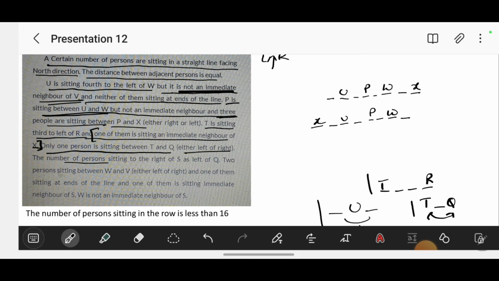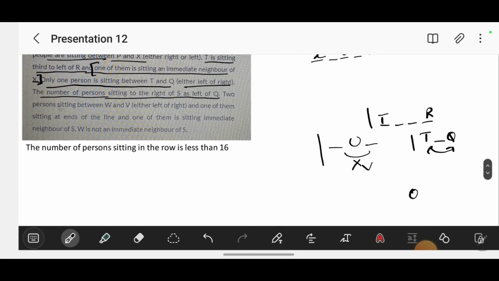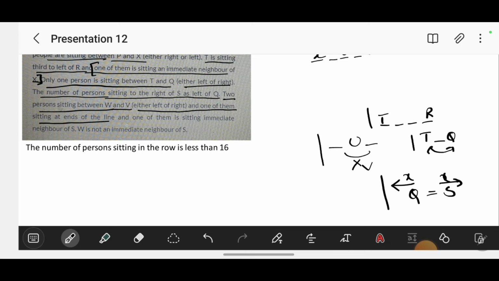Okay, the number of persons sitting to the right of S is the same as to the left of Q. That means if there are X persons to the left of Q, then to the right of S there should also be X persons. This is one case. Next, 2 persons are sitting between W and V, either left or right, and one of them is sitting at the end of the line and one of them is sitting immediate neighbor of S.